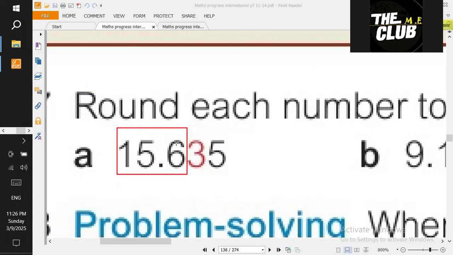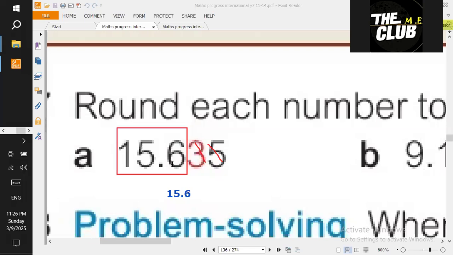Now, what do we do? We look at the number after the decimal place, which is the 3. The 3 here is smaller than 5. It means we can remove it without adding any number. So the answer will be 15.6. Now let's move on to the next one.